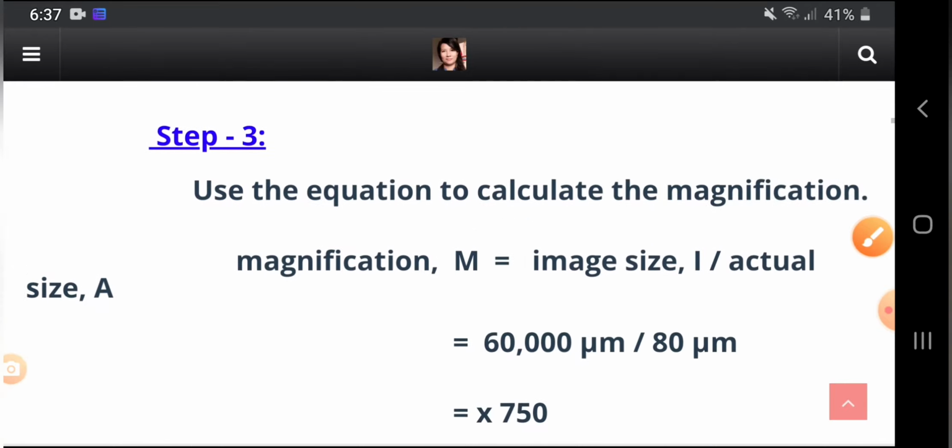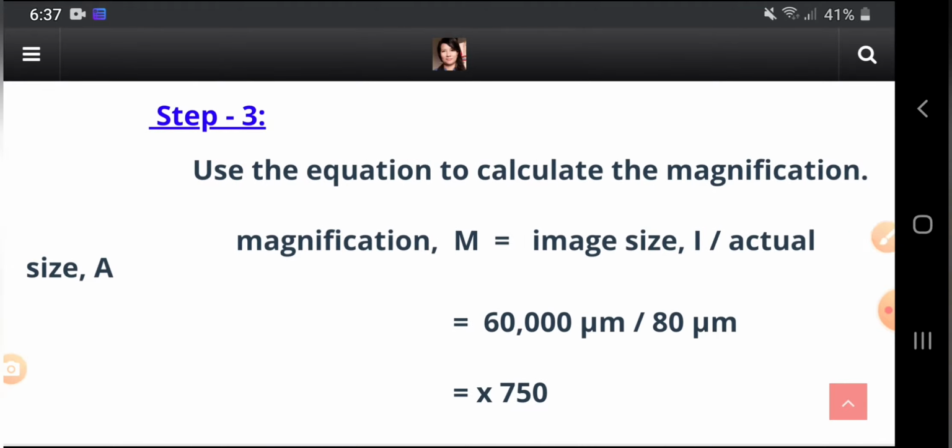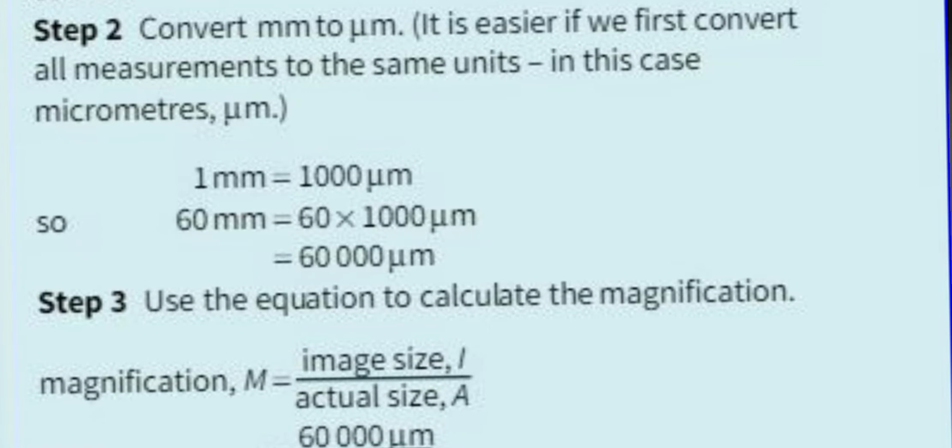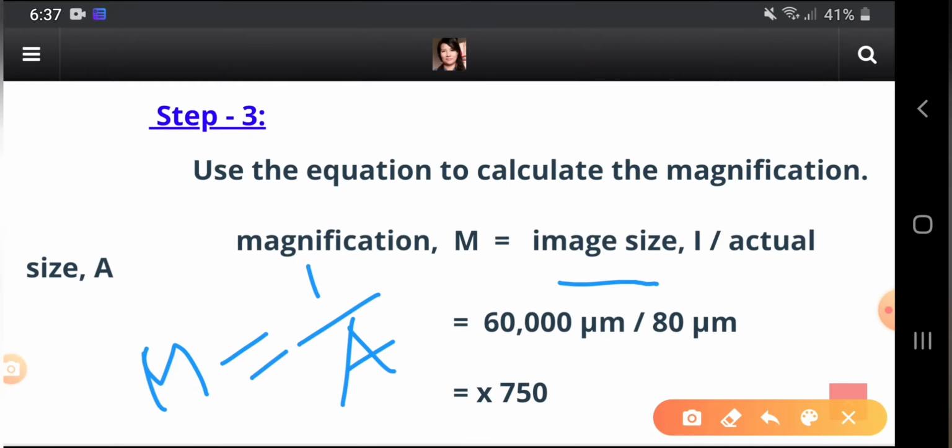Step number 3, what will you do? Use the equation to calculate the magnification. The formula I already gave is M equals image size divided by actual size, that is M equals I over A. So I here is 60,000 micrometers divided by the actual size, 80 micrometers. You just calculate, then you get the answer.